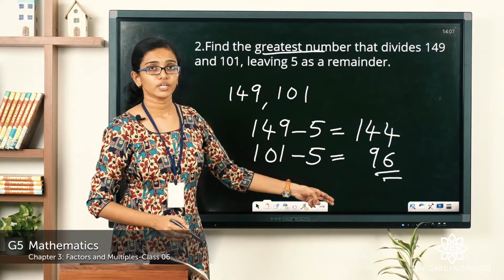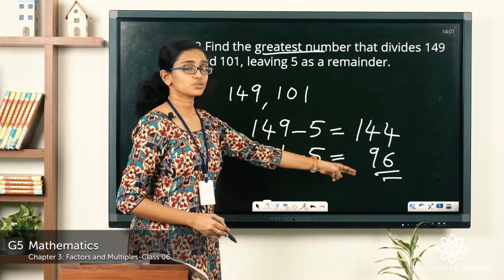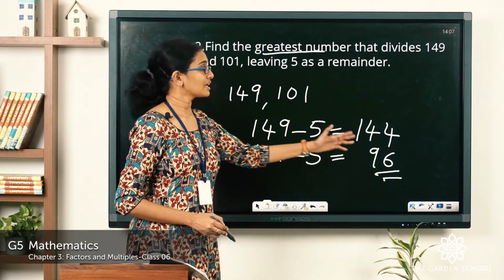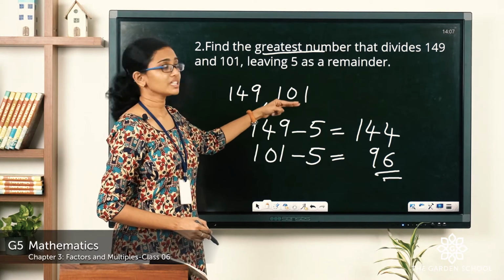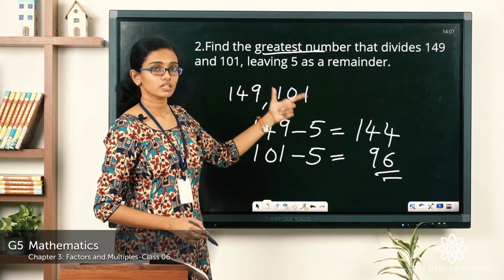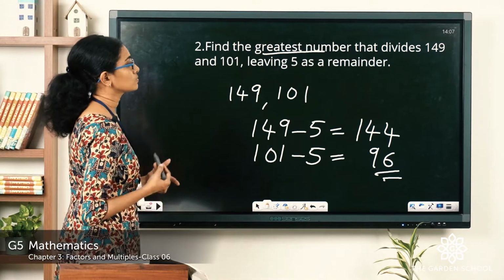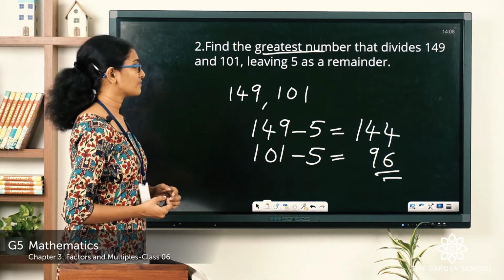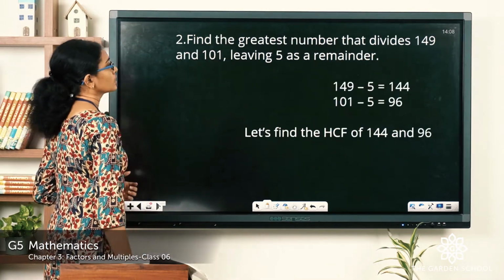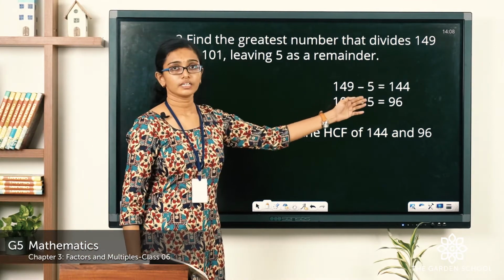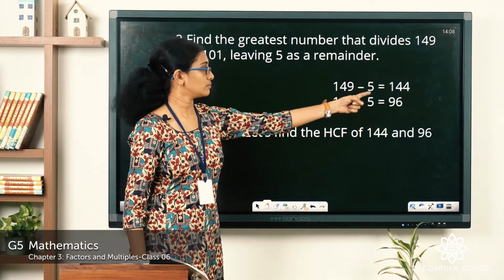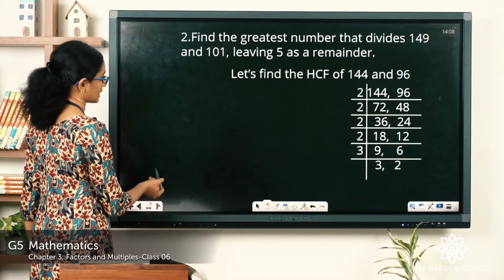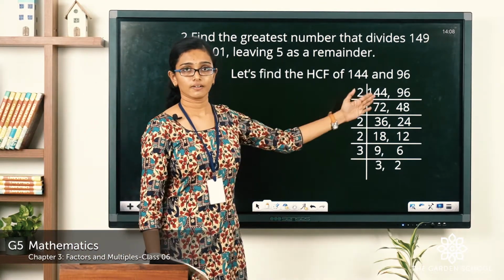Now, if we find out a number that divides these two numbers equally without any remainder, then that same number will divide these two numbers with a remainder of 5. Now you get it? Now let's see how we can do that. So we are actually finding out the HCF. So let's find out the HCF of 144 and 96. So here we have the numbers with 5 subtracted from the given numbers. We have 144 and 96. Let's find the HCF of 144 and 96. So how do we do that? We write the given numbers in a grid.